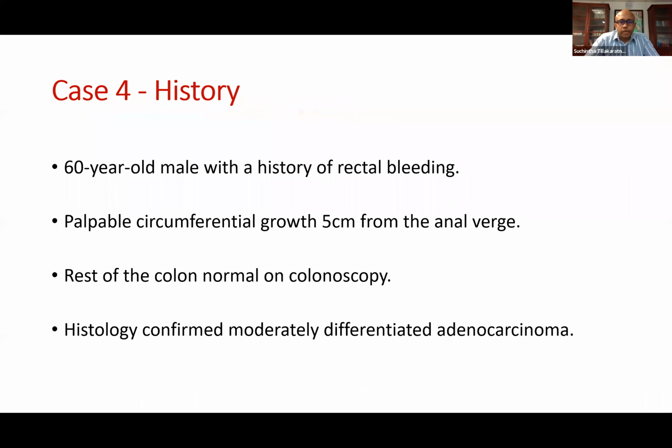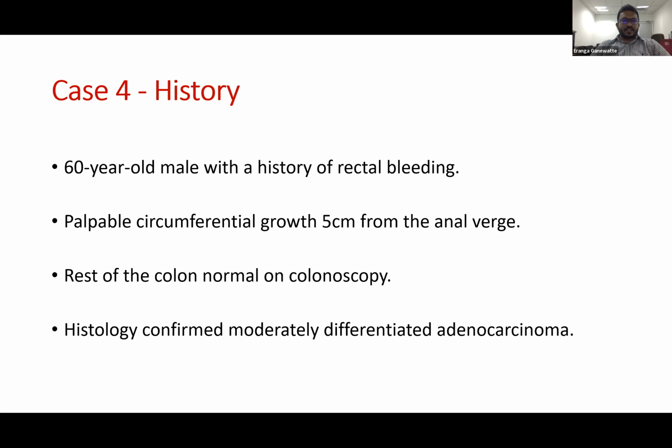It's a 60-year-old male with a history of rectal bleeding. On digital rectal examination, he has a palpable circumferential growth 5 centimeters from the anal verge. In the colonoscopy, the rest of the colon is normal, and the histology confirmed moderately differentiated adenocarcinoma. So, imaging wise, how should we proceed, Ranga?